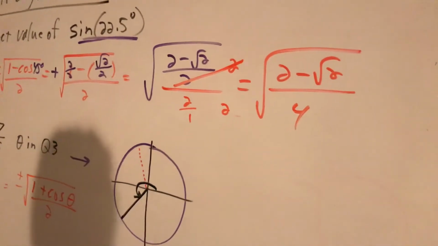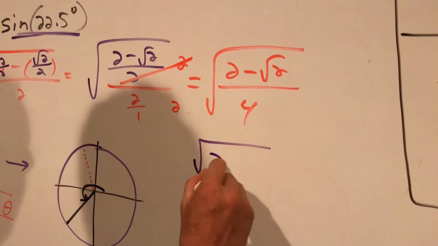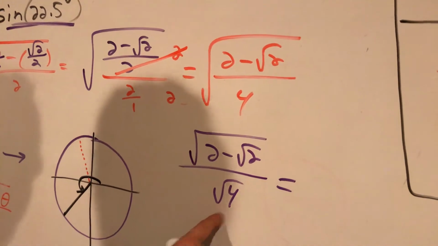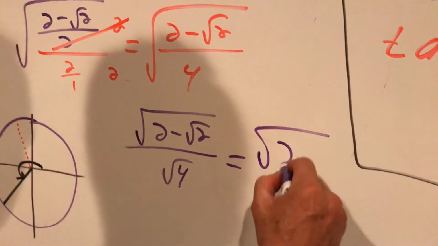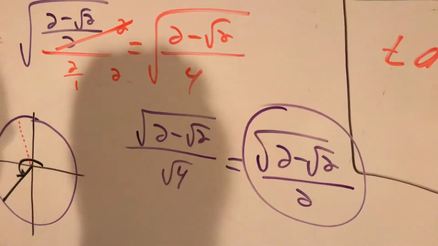And if you recall, when I do square roots of fractions, I should do the top and the bottom, and you notice that the 4 works out nicely. So the square root of 2 minus root 2, over 2, is my answer, and it's positive there.